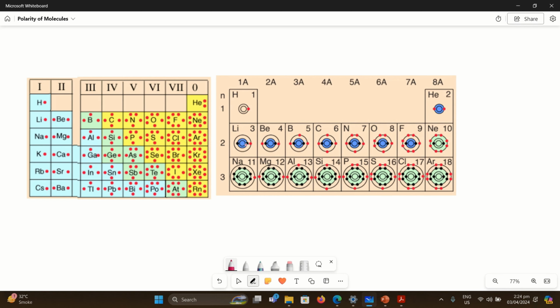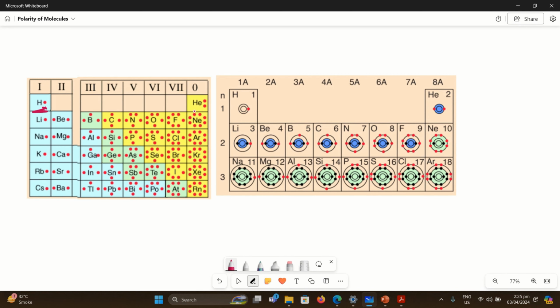So kanina nga sabi ko, the octet rule, which is kailangan sa huling valence shell ng atom is 8. So not unless it is a hydrogen and a helium. Kasi si hydrogen pwede niyang ma-achieve ang kanyang stability kahit dalawa lang kasi nasa first shell naman.